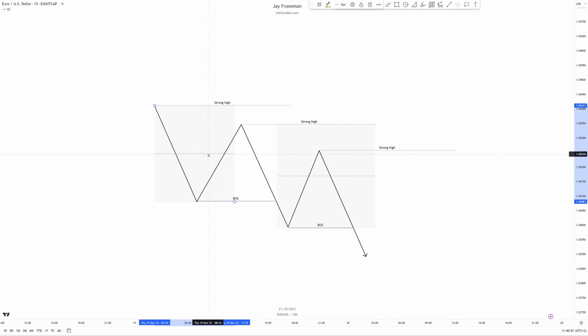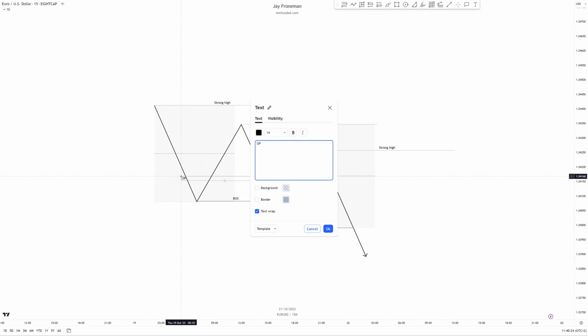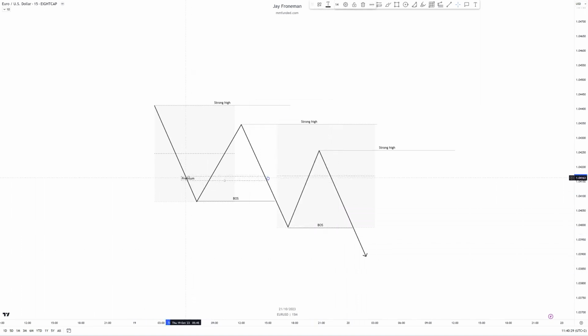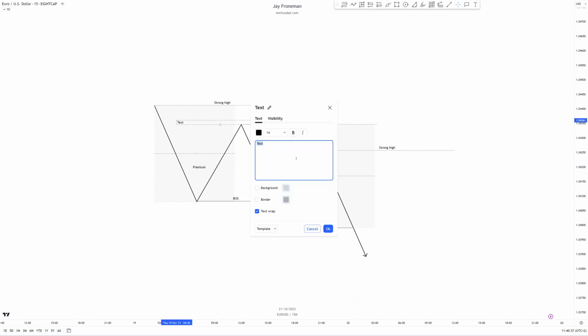Any orders lying below the 50% of that structural range is orders and liquidity that lies at a more expensive price that we call premium pricing. Any orders that lie above the 50% of that structural range, orders will be sitting at a cheaper price, which is what we call discounted areas of pricing.